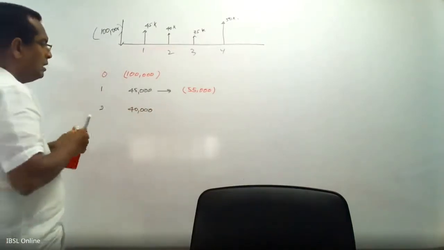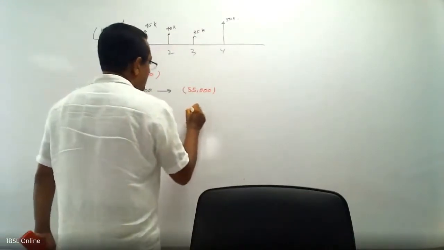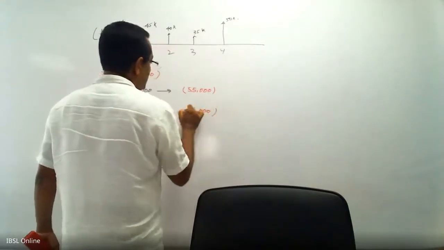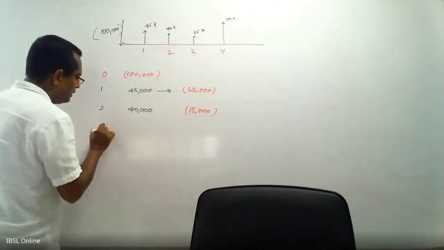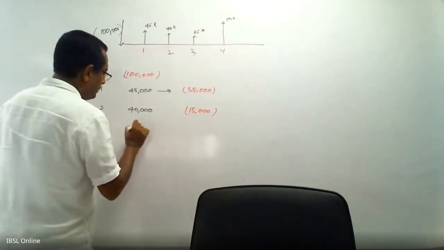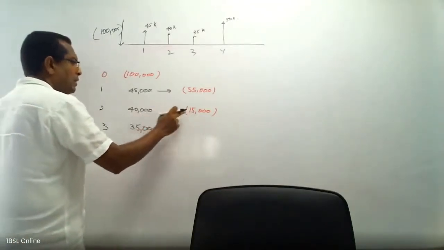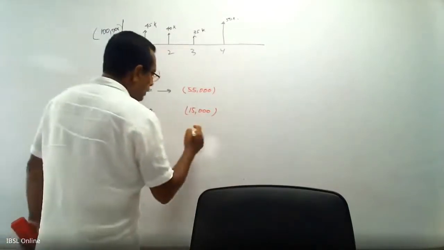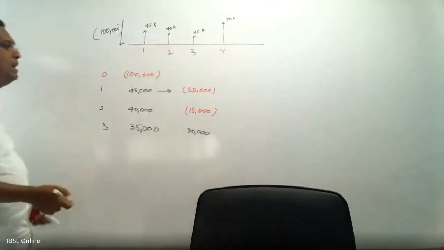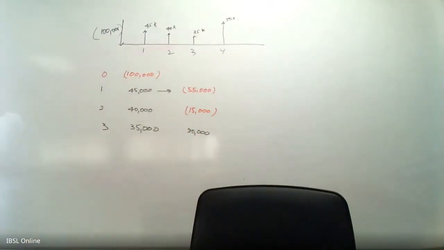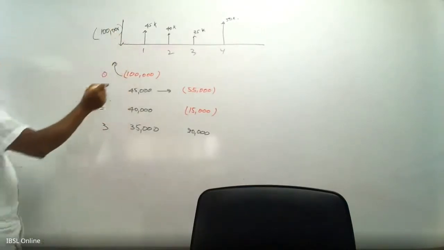So from 55,000 you recover 40,000. You have to get another balance 15,000. Then you go to third year. It is 35,000. So from 35,000 you can recover 15,000. Now it is a profit of 20,000. Not profit, additional funding of 20,000.